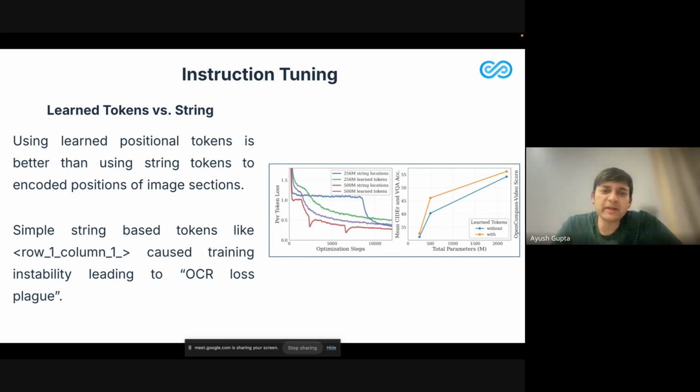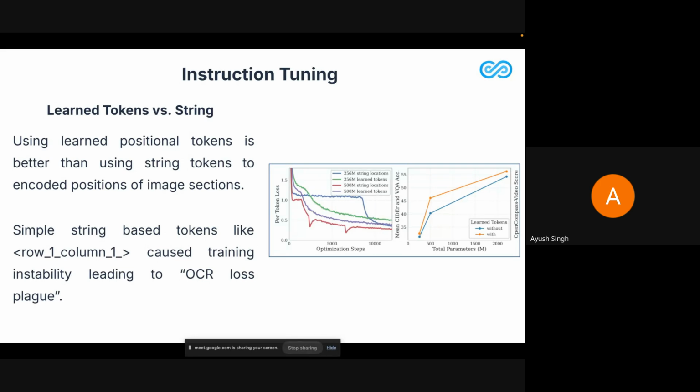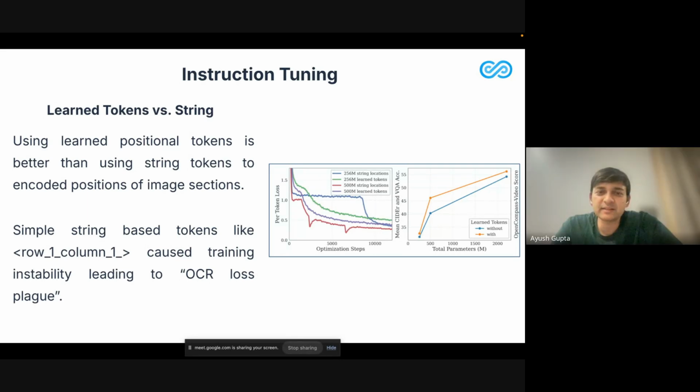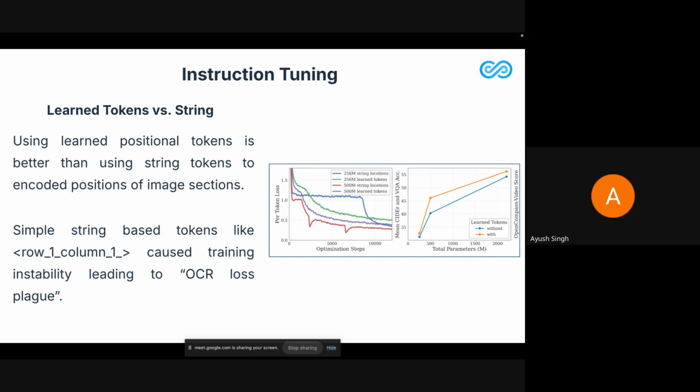Right. And I think they also mentioned that there was some kind of loss hacking happening there when they were giving string-based tokens. Yes. And the model essentially wasn't able to learn any proper thing when doing these string-based tokens for embeddings. That's what they mentioned in the OCR loss plague. Yeah.